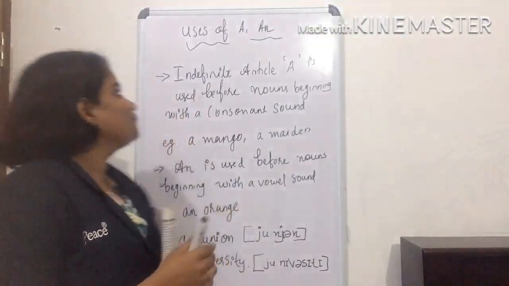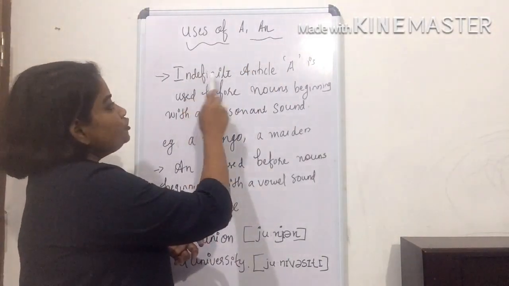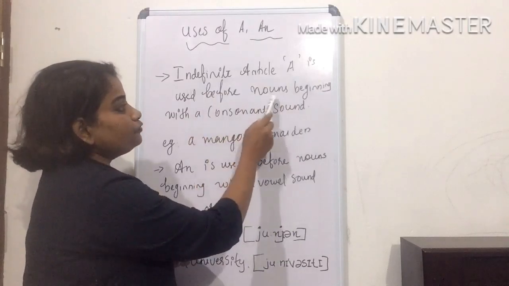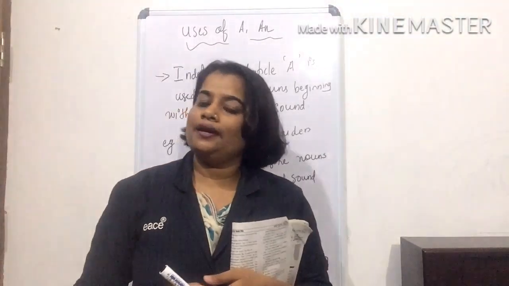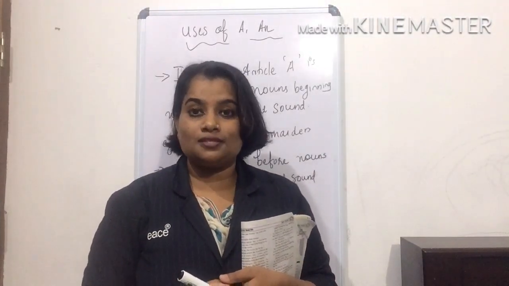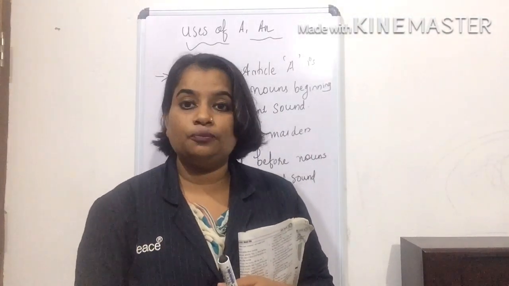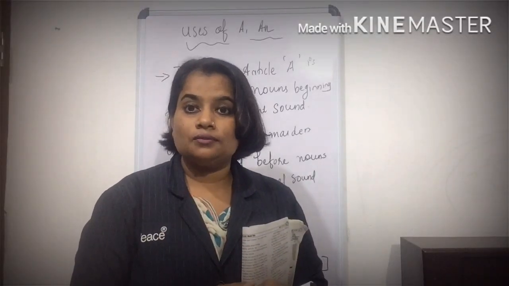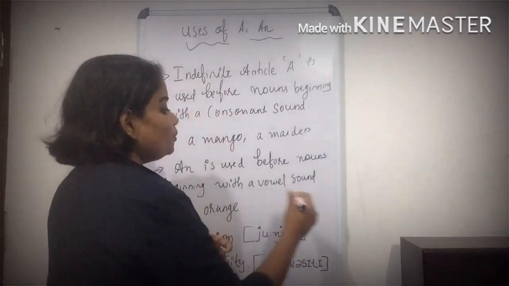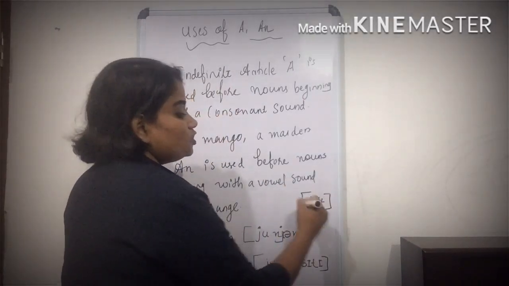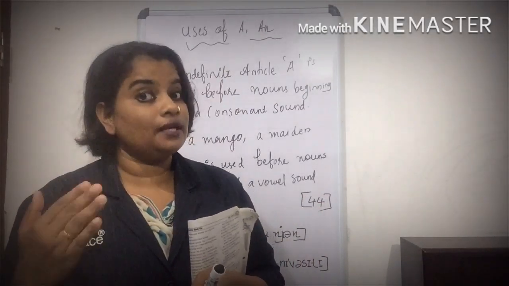The first one is the use of a and an. The indefinite article a is used before nouns beginning with a consonant sound. I hope you have learned the phonetic alphabets. In English we have 26 alphabets, but because of the speech sounds in our English language, we have 44 speech sounds: 20 vowel sounds and 24 consonant sounds.